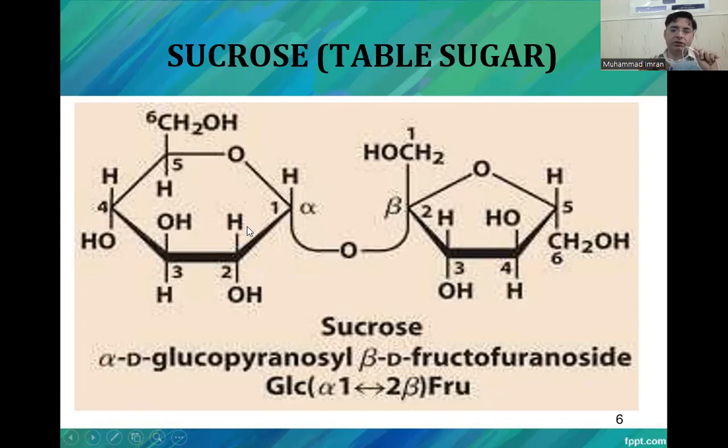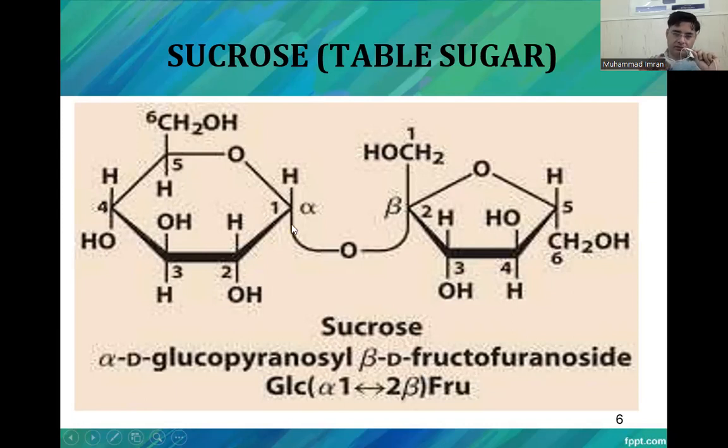And glucose is known as pyranose. Why? Because it has a 6 member ring: 1, 2, 3, 4, 5, and this one 6. So a 5 member ring is known as furanose and a 6 member ring is known as pyranose. That's why it is known as alpha D glucopyranosyl, beta D fructofuranoside.